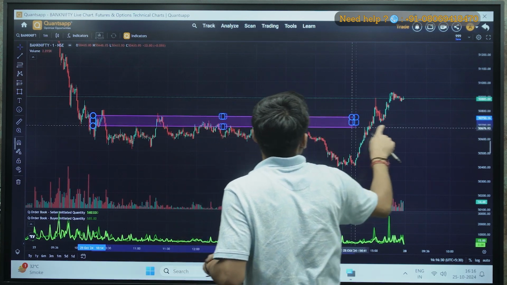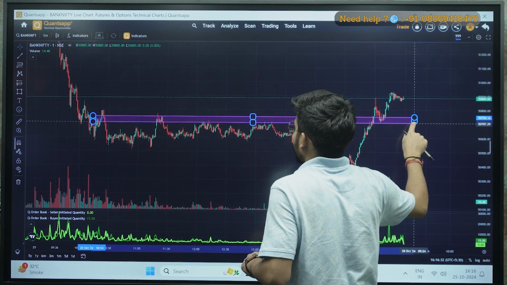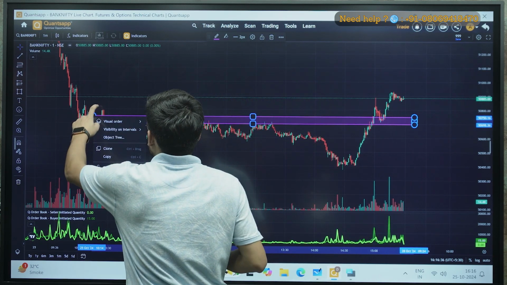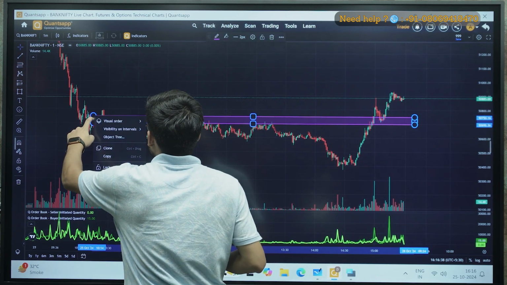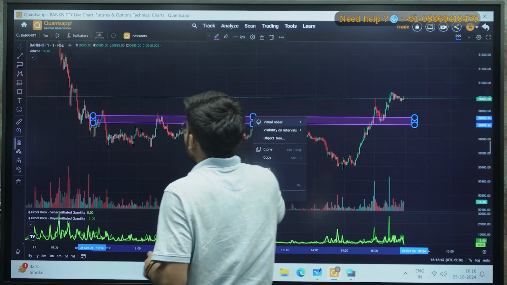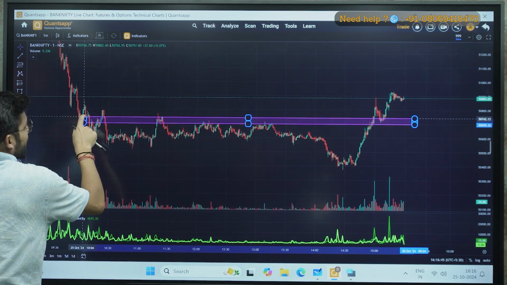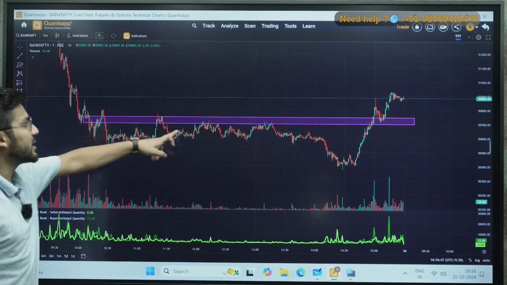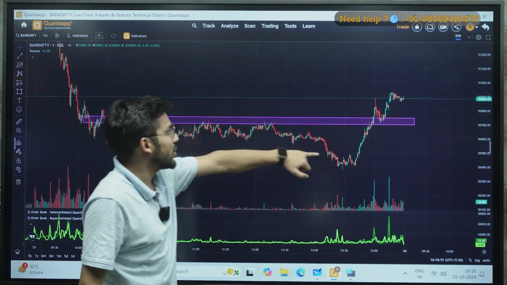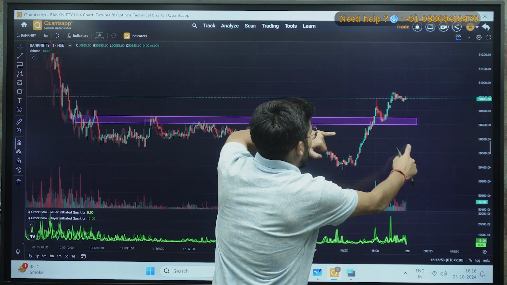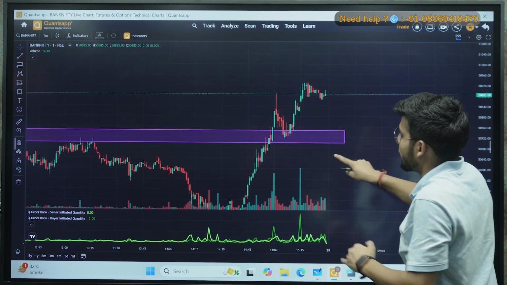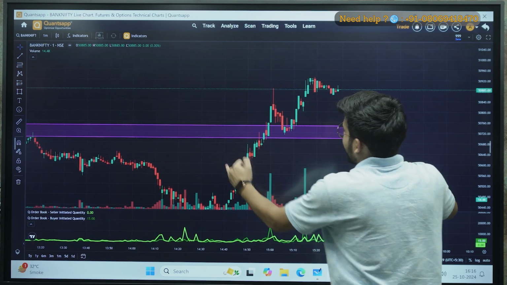this is the zone from where my market was taking rejection. It took rejection multiple times from this zone, so I can predict this will be the zone from where my market will get rejected. That is how I have created this zone. My market got rejected multiple times from this zone, and when it actually broke, you can see a good momentum in the upward market, right?